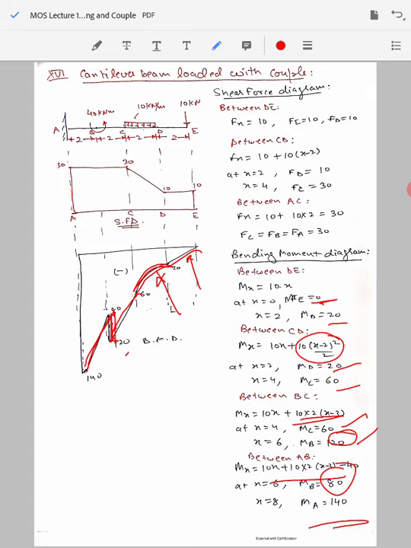If this couple had been applied in a clockwise direction instead of anti-clockwise, your value would be positive and the value would change from 120 to 160 because of the 40 kilonewton meter couple applied in the clockwise fashion. So that change would have taken place.